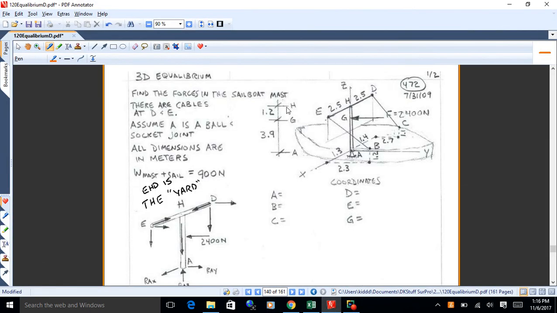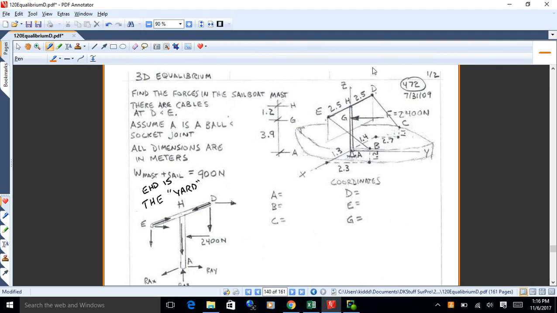So what we got there, we want to find the forces in the sailboat mast and the cables. Let's find those cable forces too. Let's assume A is a ball and socket joint. That's the assumption I'm making for this run at it. All dimensions are in meters, and the mast and the sail weigh 900 newtons, okay?